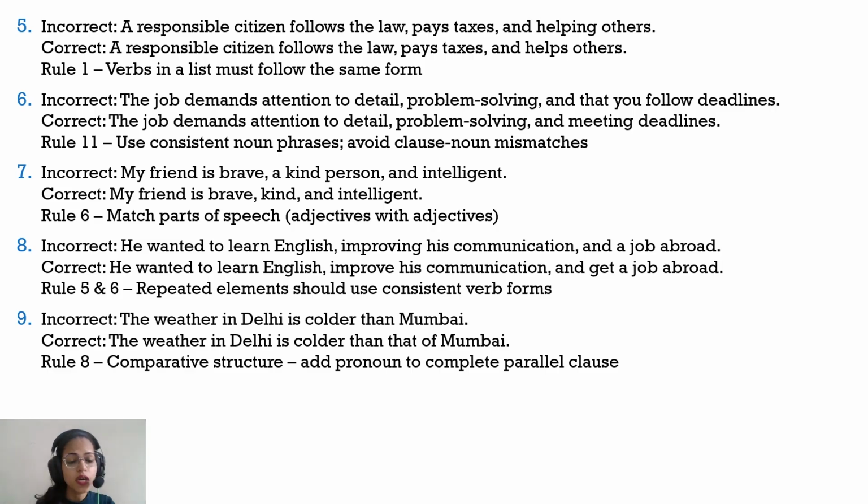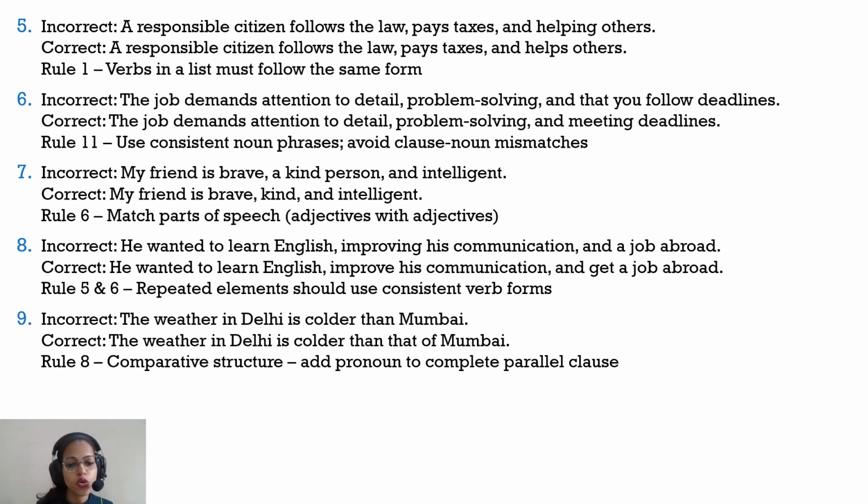My friend is brave, a kind person, and intelligent. My friend is brave, kind, and intelligent. The correct would be brave, kind, and intelligent. So all are in the adjective format. He wanted to learn English, improve his communication, and a job abroad. So the correct form will be: he wanted to learn English, improve his communication, and get a job abroad.